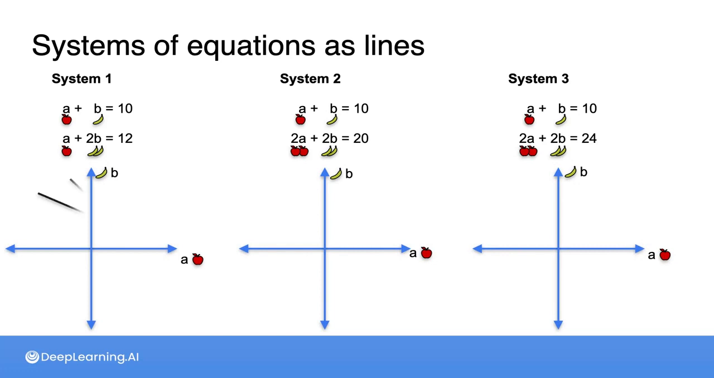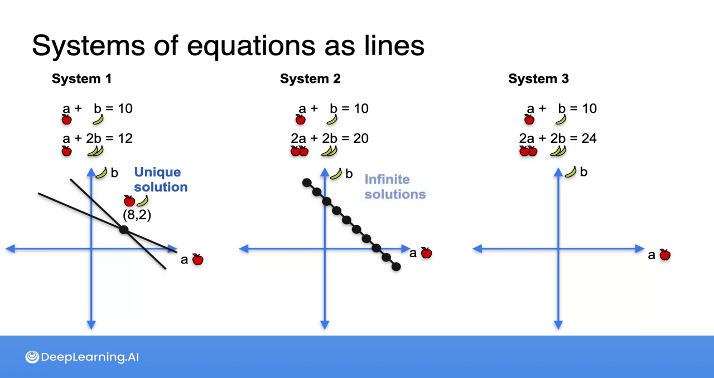The first one corresponds to 2 lines that intersect at the unique point (8, 2). So that's the unique solution to the system. The second one corresponds to 2 lines that are exactly the same line, corresponding to a system that has infinitely many solutions. And the third one corresponds to 2 parallel lines that never meet, which means the system has no solutions.